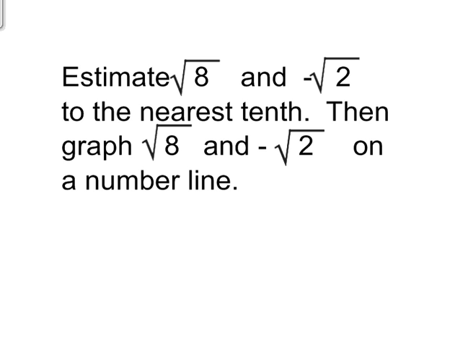We're asked to estimate the value of the square root of 8 to the nearest tenth. As I start to work through this, I can go to my calculator and take the square root of 8, and it tells me it is 2.828. And if I take the negative square root of 2, I get 1.41. I go out one more decimal place here, 42.